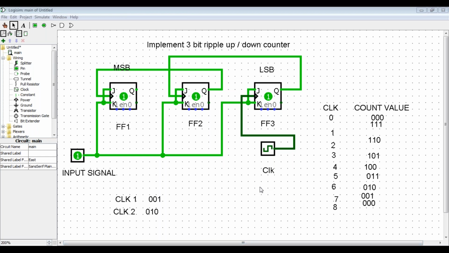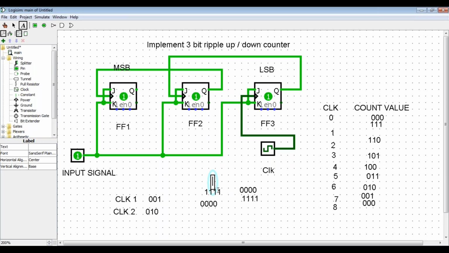Similarly, if you want to go for a 4-bit ripple counter, you want to add one more flip flop to the same circuit. I am giving that as homework. For the down counter, it will start from 1 1 1 and end with 0 0 0. In the up counter, it will start from 0 0 0 and end with 1 1 1. That is the case for 4-bit.